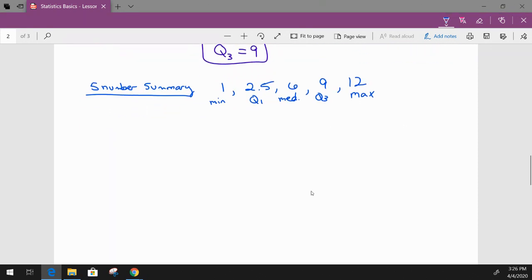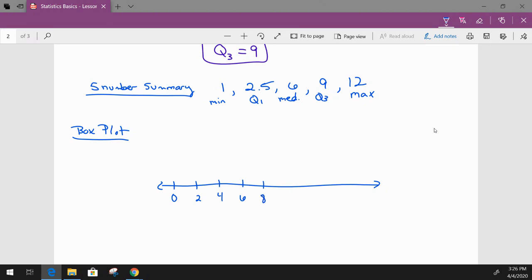Since our range is 11, and we have to go from 1 to 12, I'm going to suggest that when we're making our box plot, we use an axis. Remember, leave some space above this axis. I'm going to start at 0. And since I'm just going from 1 to 12, I'm going to go by intervals of 2. So 0, 2, 4, 6, 8, 10, 12, and I'll just put 14 on there, even though we don't need it. So there's my axis.